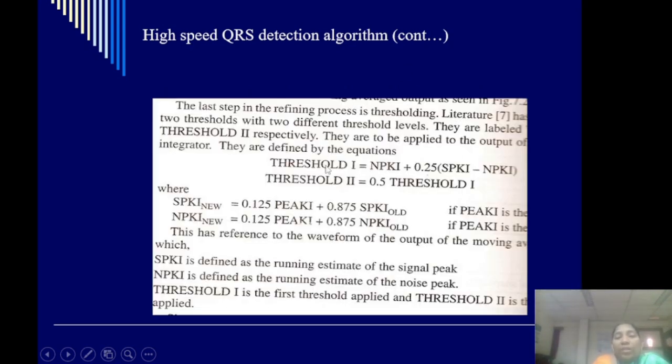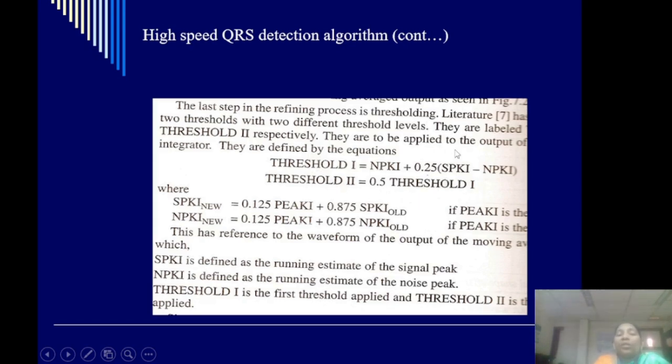Then finally thresholding is applied. There are two levels of threshold, threshold 1 and threshold 2. Threshold 1 is calculated by the formula NPKI plus 0.25 into (SPKI minus NPKI), where NPKI is the running estimate of the noise peak and SPKI is the running estimate of the signal peak. That gives you threshold value 1. To get threshold value 2, we multiply threshold value 1 by 0.5.